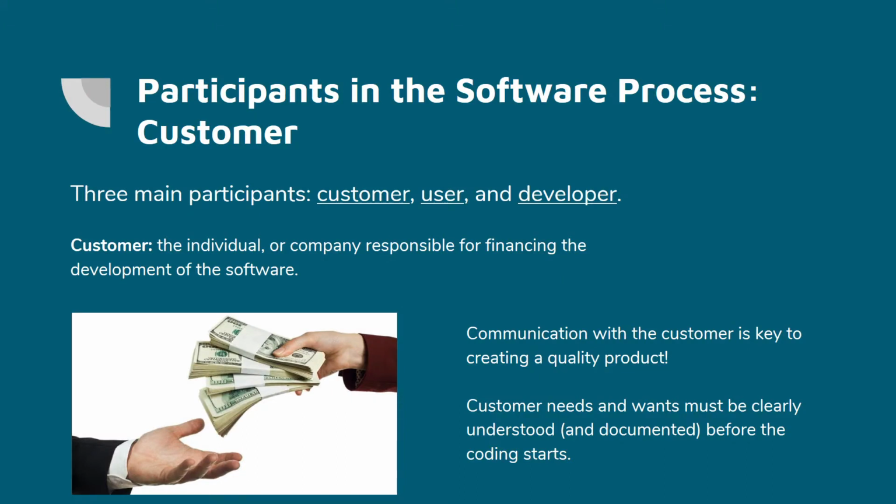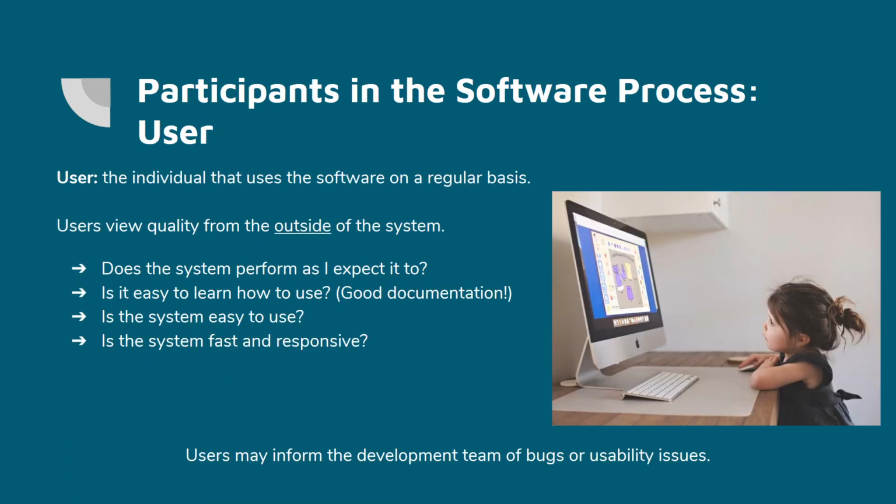There are three main participants in the software process: the customer, the user, and the developer. The customer is the individual or company responsible for paying for the development of the software, and communication with the customer is key to create a quality product. You should document everything before the coding even starts. Then the user is the individual that actually uses the software on a regular basis. They view quality from the outside of the system, typically.